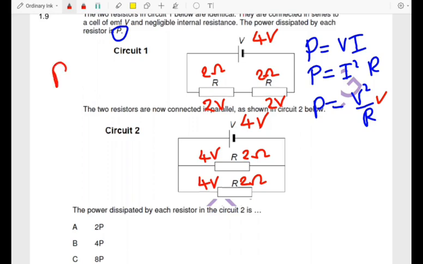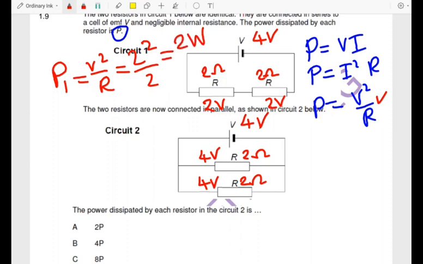So, the power of a resistor in circuit 1 will be V squared over R, V squared, which is 2 squared over 2. 2 squared is 4, 4 divided by 2 gives me 2 watts. In circuit 2, the power will be V squared, which is 4 squared divided by 2. 4 squared is 16. 16 divided by 2 gives me 8 watts.